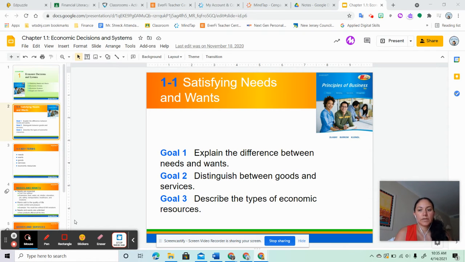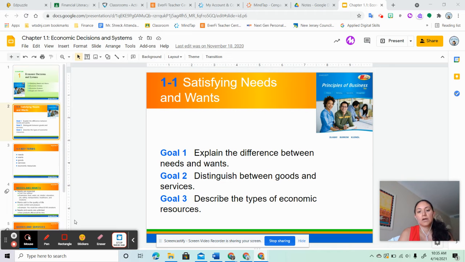All right, everyone. So we're going to get started with principles of business, starting with chapter one, satisfying needs and wants. In this chapter, as we begin principles of business, some things are going to overlap from financial literacy. So it may sound a little bit redundant, but as we continue going into principles of business, some things will change. But you do have the background foundation from financial literacy to understand some of these concepts.